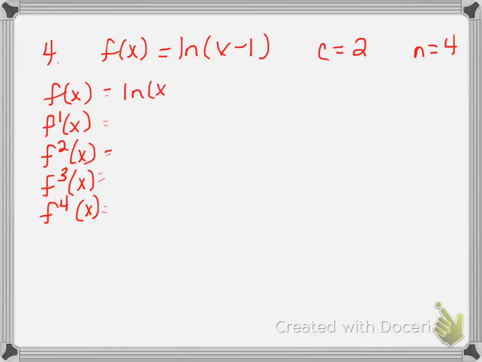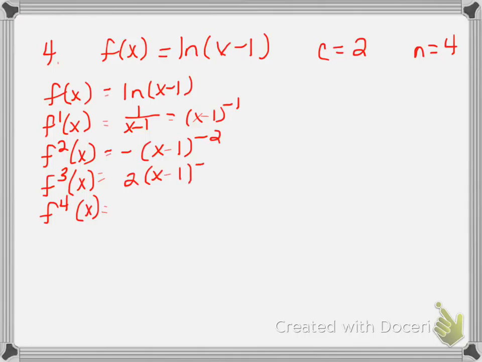Starting with ln of x minus 1, the derivative is 1 over x minus 1. I'm going to rewrite this as x minus 1 to the negative 1 because it will be easier to find the derivatives that way. I'm just continuing to find the derivatives of each one. Alright, we're plugging in 2 now into the derivative. So ln of 2 minus 1 is ln of 1, and I get 0.